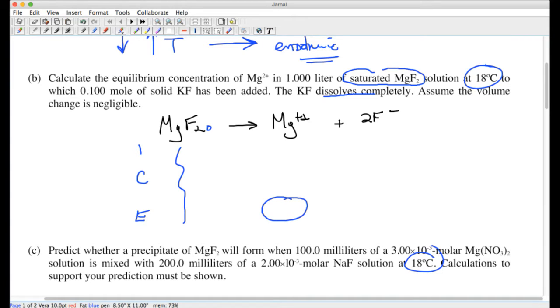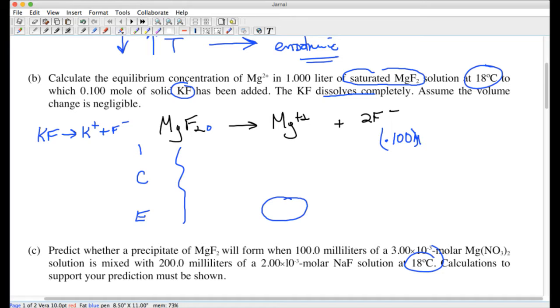So what do I know? I know that I have a 0.1 mole of solid been added, and that solid, KF, is a common ion. KF breaks apart into K plus and F minus. So what I would do is I'm really adding a molar solution. So essentially I have 0.100 molar here.